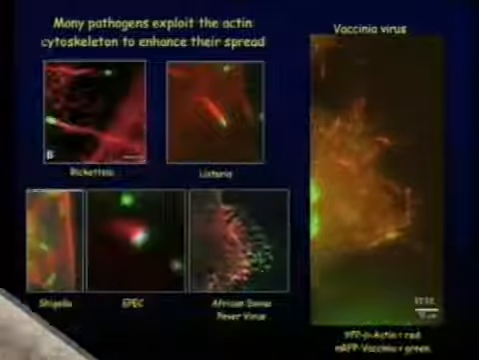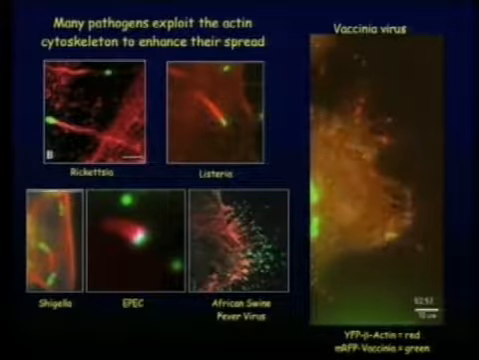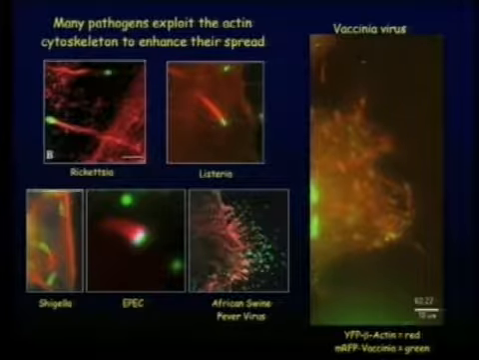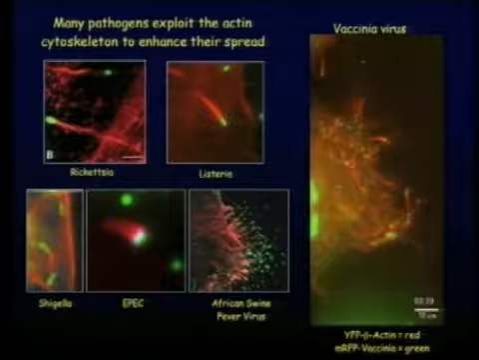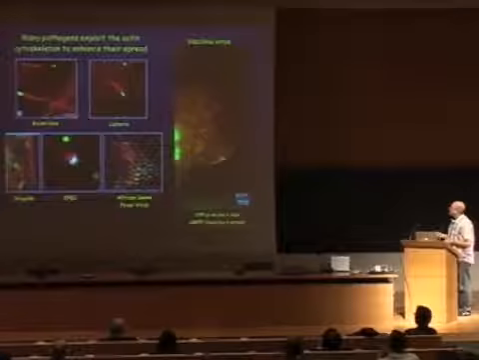So I'm going to tell you today about Vaccinia virus and what the virus does to the actin cytoskeleton and microtubules. But already from the talks this morning you've heard how various different pathogens, Shigella, Listeria, can make actin tails, but there's a number of other bacterial pathogens that also stimulate actin polymerization to help their spread. But this is our favorite bug, which is Vaccinia virus.